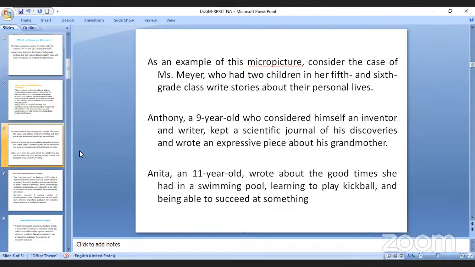Here is an example of Anthony, a 9-year-old who considered himself an inventor and writer. He kept a scientific journal of his discoveries and wrote an expressive piece about his grandmother. Then the third example, Anita, an 11-year-old, wrote about the good times she had in a swimming pool, learning to play kickball, and being able to succeed at something.